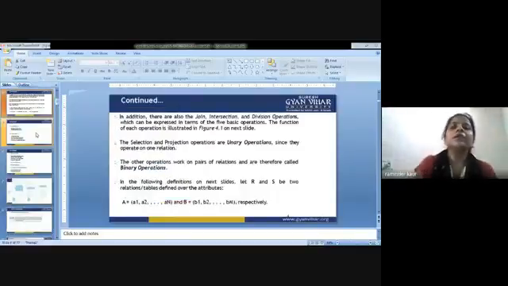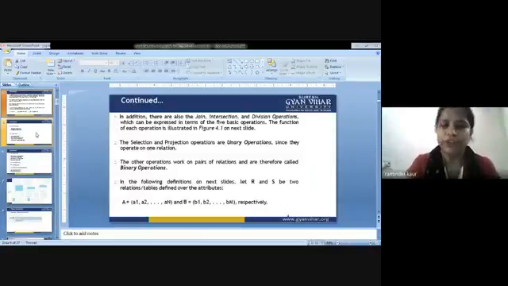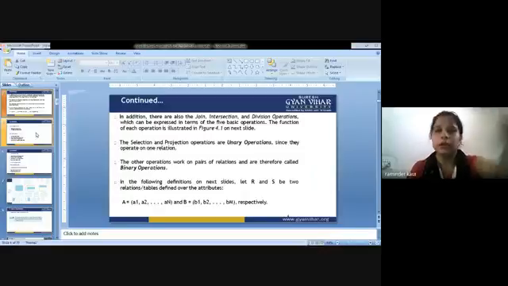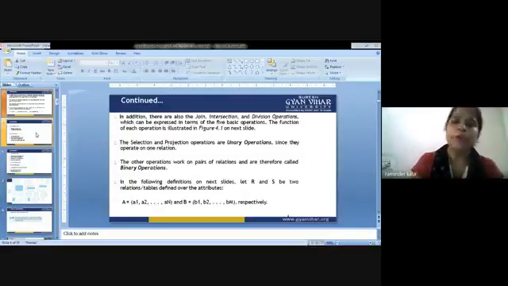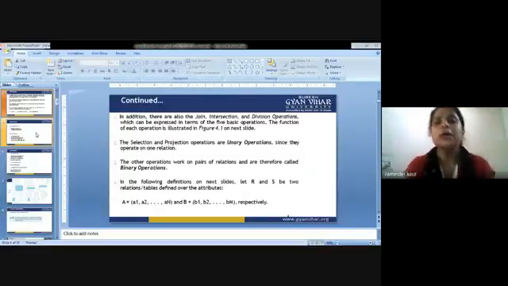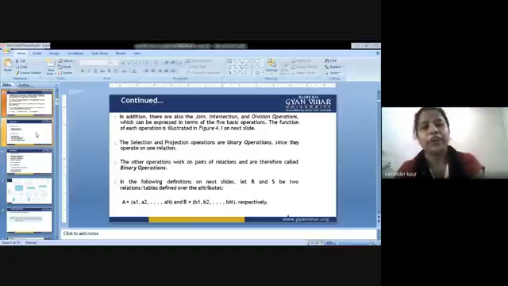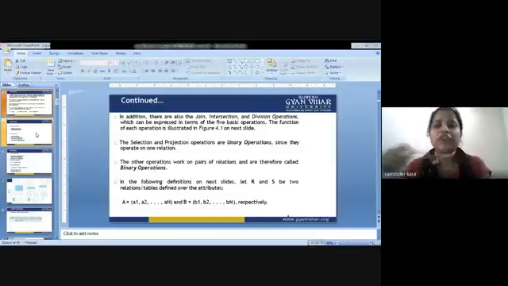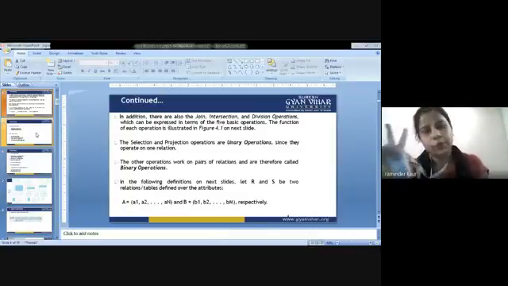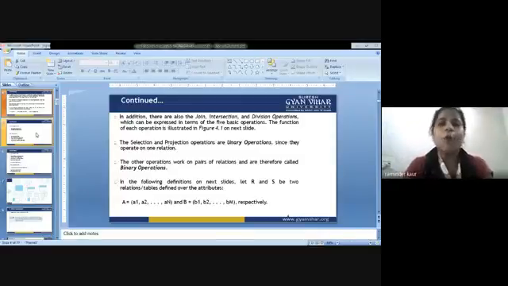The first is that the selection and projection operations are unary operations. Unary means they operate on a single relation. The other operations work on a pair of relations and are therefore called binary operations. Pair means two, so they are called binary operations. So there are two types of operations: unary operation and binary operation.